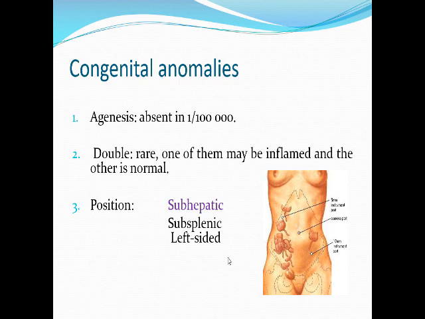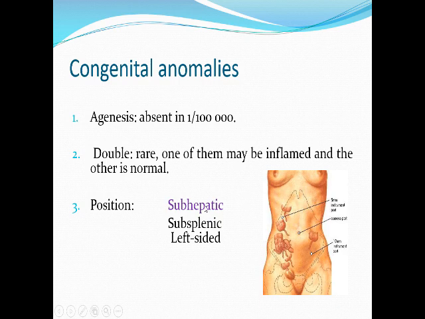There are some congenital anomalies that might affect the site of the appendix. One of them is the subhepatic appendix. When the cecum is high up in the abdomen like that, you will find the appendix behind the liver. The only significance of this is that if this patient has appendicitis, it might mimic the clinical picture of cholecystitis, and you have to differentiate between them. This is the subhepatic appendix.